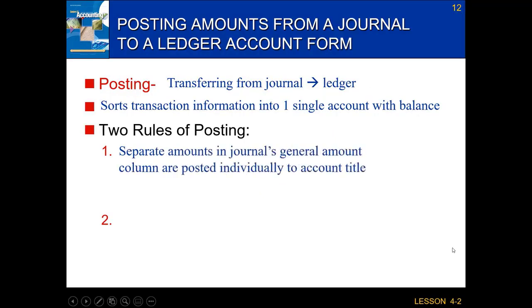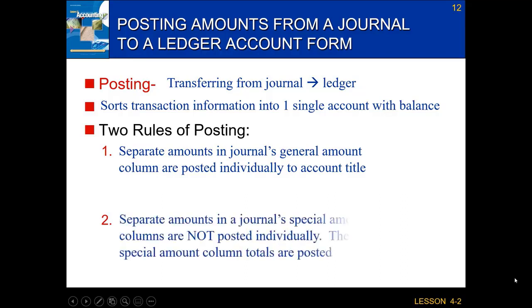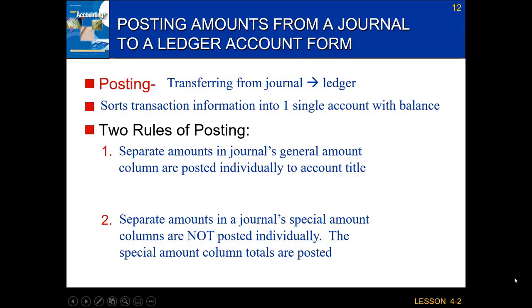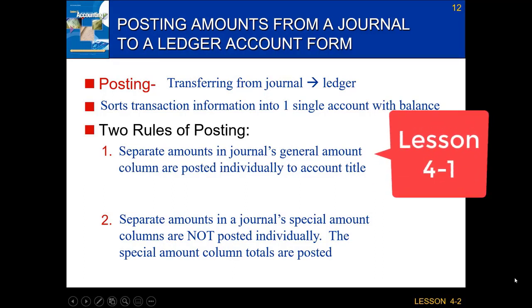The first rule of posting is that separate amounts in a journal's general amount column are posted individually to the account title. And the second rule is that separate amounts in a journal's special amount columns are not posted individually. Instead, the special amount column totals are posted. Say what? Okay, if you're confused about that, we're going to take those two rules and break them down. So in lesson 4.1, we went over the first rule.